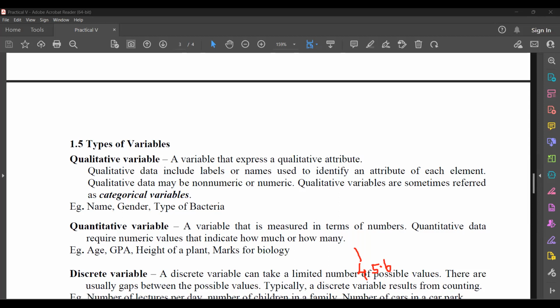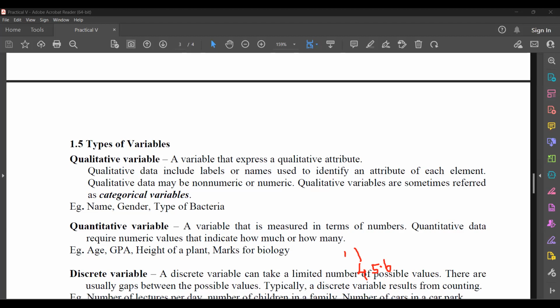So likewise, if you consider any consecutive points, for example 45 and 45.001, in between those two points you can again assume an infinite number of possible values, right? So those kinds of variables are called continuous variables. I think you can now understand the difference between discrete variables and continuous variables.